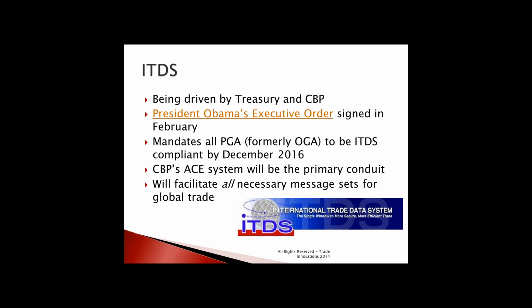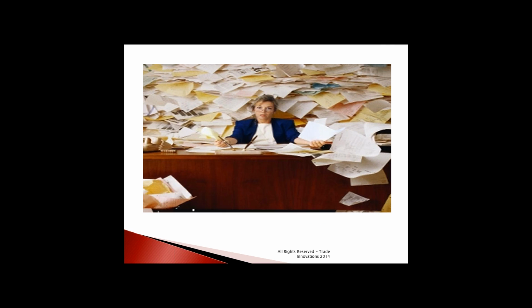You have to go to a separate FWS, Fish and Wildlife Service website, and complete the information. The big change coming, of course, is that ITDS mandates that Fish and Wildlife now come to the table and integrate that message set, certificate, or declaration into the ITDS system. So it will be, again, ACE will be the primary conduit, and then we'll gate off messages to the appropriate federal agencies within the federal government as they get that rolled out.